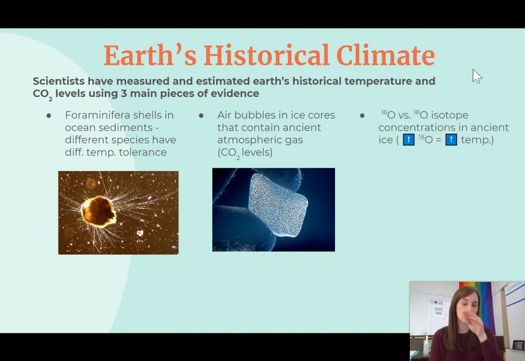And our third thing we can do is look at what isotope concentrations there were in this ancient ice for oxygen. So if we have an oxygen 18 isotope, that occurs when there's warmer temperatures. So if we're seeing more of that isotope, we know the temperatures were warmer at that time. If we're seeing more of the oxygen 16 isotope, that means temperatures were lower. So we're able to use all three of those to put together an idea of how we had carbon dioxide levels and how we had temperature levels historically.